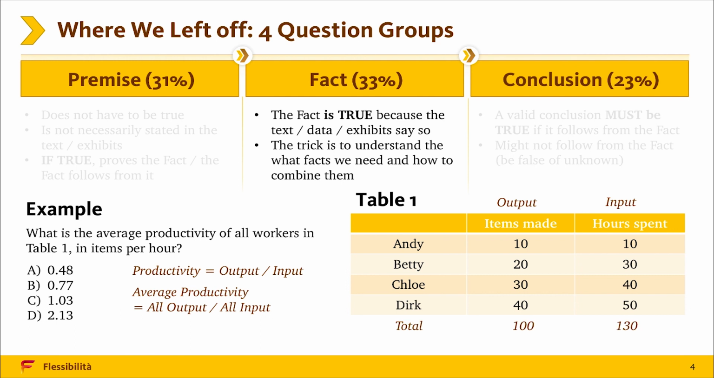Then the answer is just 100 over 130. Time to do some calculations, right? Oh, wait a sec. Can we approximate here? The answer options are far apart. 100 over 130 is definitely less than 1. That means options C and D are out. But similarly, 100 over 130 is definitely more than a half. So A is out. So our answer is B, and we do not need to be any more precise than that.